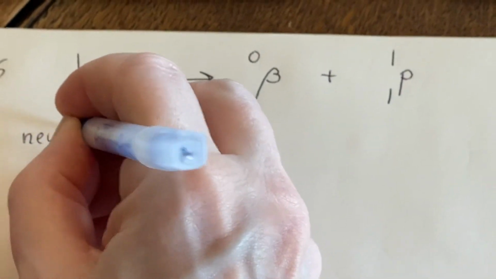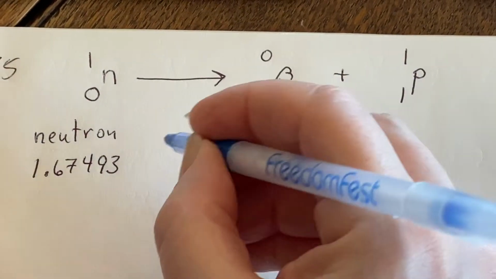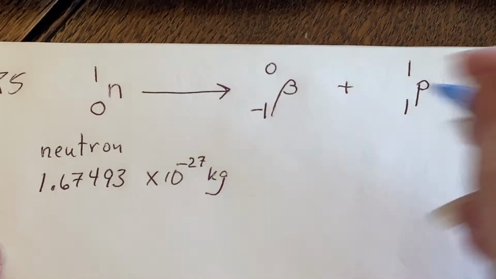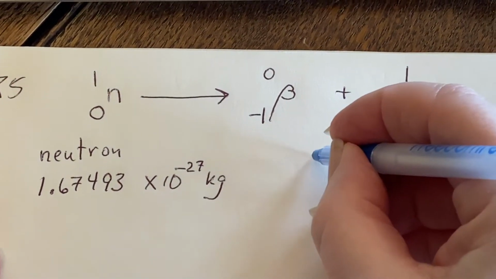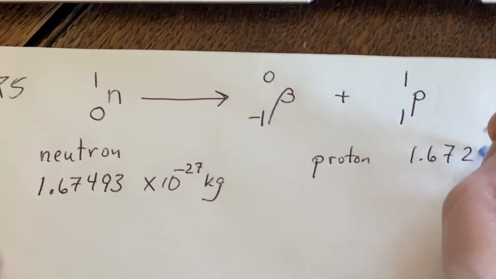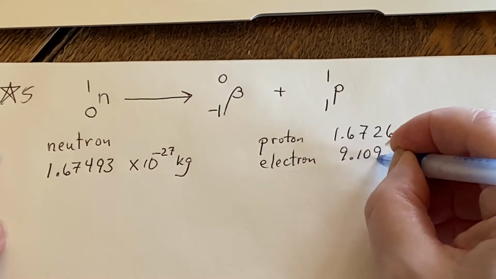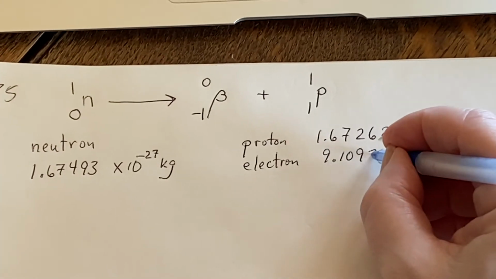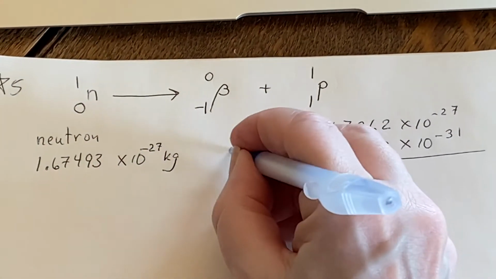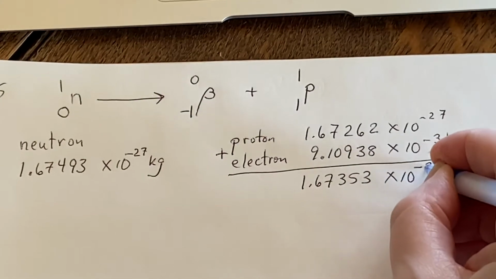The neutron, if I go look up the neutron, I find out that its mass is 1.67493. I really do need all of these sig figs for this problem. Times 10 to the negative 27 kilograms. So that's this side. Over here I have an electron and a proton. Well, I'll start with the proton and I'll write down what it is. 1.67262 times 10 to the negative 27. And I need to add to that the electron. It's not the same exponent here, but your calculator can do this problem for you. So once you enter those two into your calculator and you add them together, you're going to get 1.67353 times 10 to the negative 27.